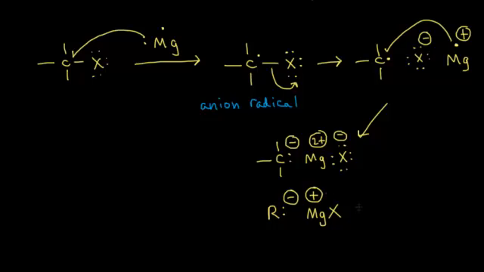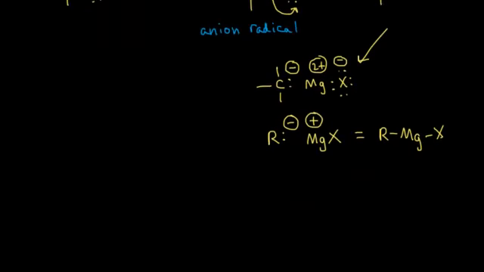Or I could just pretend like everything's covalent and just save myself some time, right? I could go like that, and organic chemists understand what this organometallic compound means, that the R group is negatively charged as a carbanion. So you'll see several different ways to write a Grignard reagent, just as long as you understand what's going on. That's the most important thing.